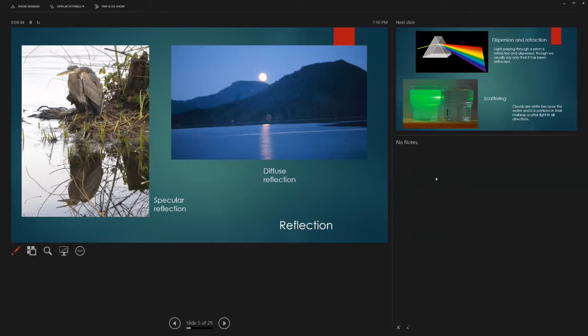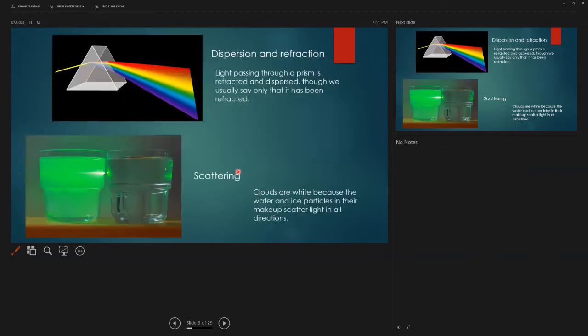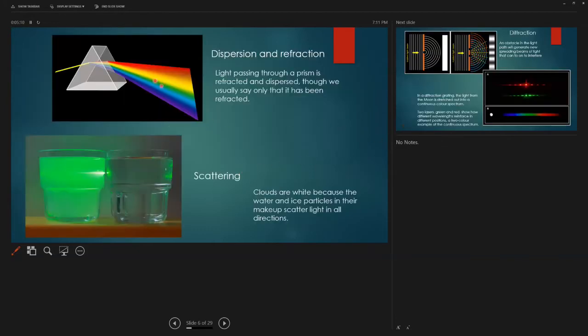The only difference between the 2 of them is that the surface here is very, very agitated, at least in terms of what the light wave is seeing. So each one of these is the same kind of reflection as over here where the heron is, but they're coming from an enormous number of different places, whereas these are reflecting evenly from the surface. Dispersion and refraction: here in the prism, you see the refraction, which is the bending of the light beam, and the dispersion is how it's broken up into its colors.